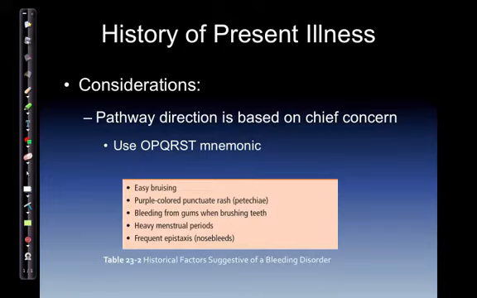This is table 23.2 in your book. Historical factors suggestive of a bleeding disorder. Things like easily bruising, purple-colored rash or petechiae, bleeding from the gums from brushing the teeth, heavy menstrual periods, frequent epistaxis or nosebleeds.